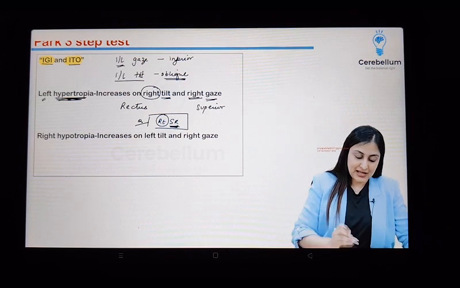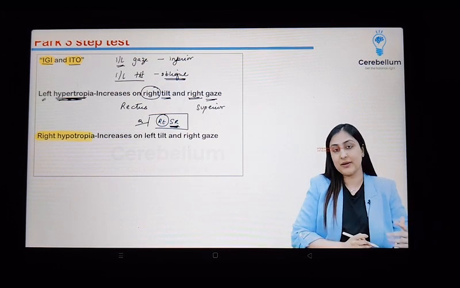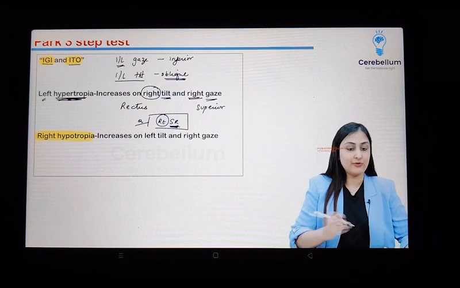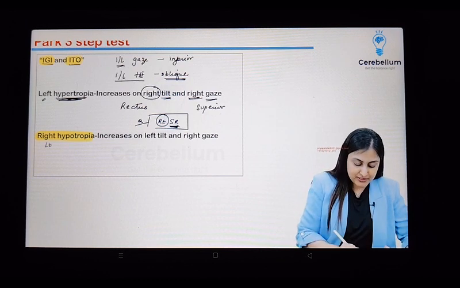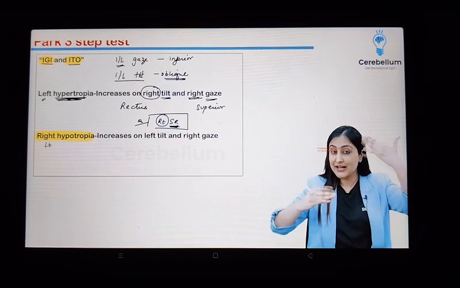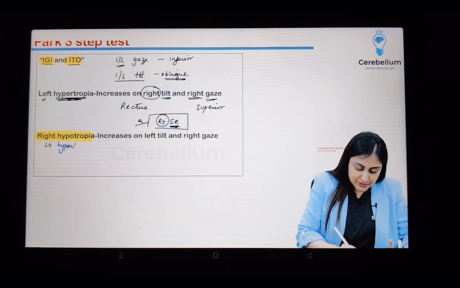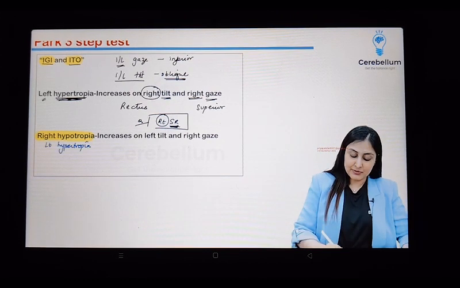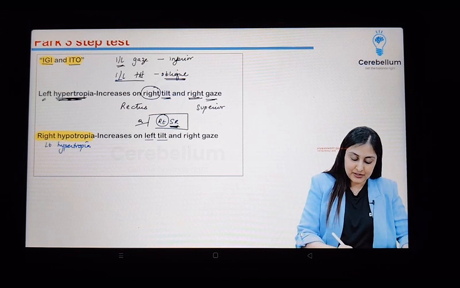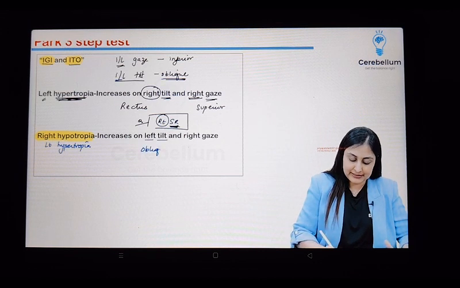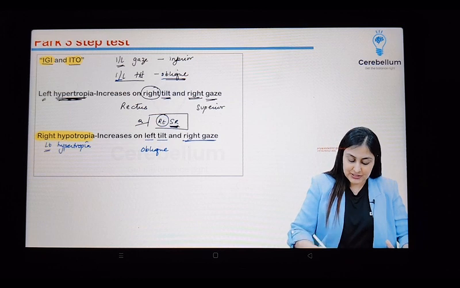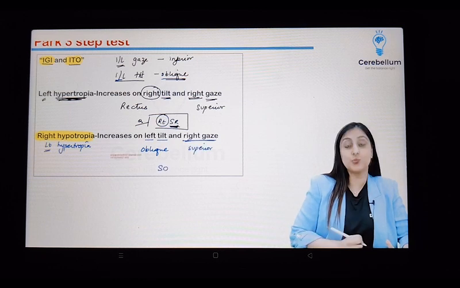Let's do it one more time. Now the examiner has given me right hypertropia. I can't function with right hypertropia. My mnemonic falls flat. So I convert it to the opposite. If it is right hyper, it means it is left hypo. So this is left hypotropia. That is how I look at it. Left hypotropia increases on left tilt. ITO, so this is definitely oblique that I'm dealing with. Right gaze, so this is contralateral gaze, so I can localize it to superior. So the muscle I'm dealing with is superior oblique.